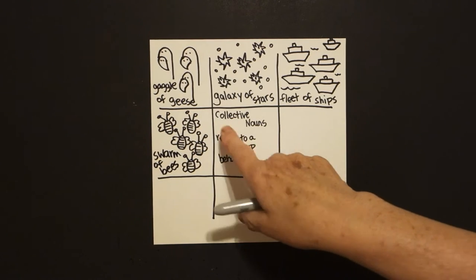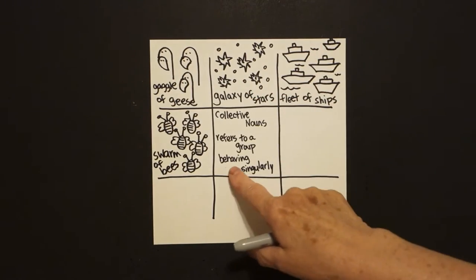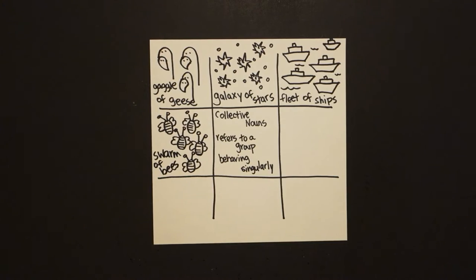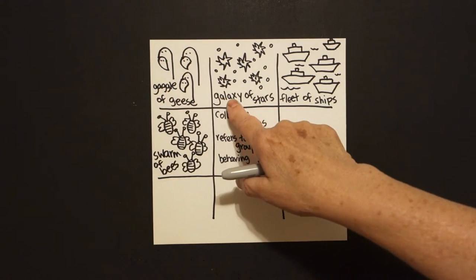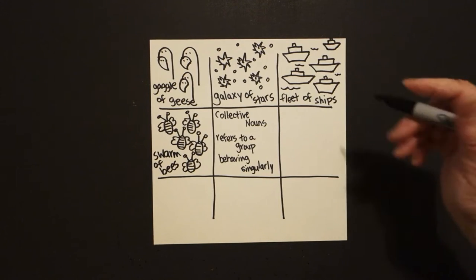Now, do you get it? It refers to a group. These are all groups behaving singularly. A gaggle, a galaxy, a fleet, a swarm. And right here, watch what I do.